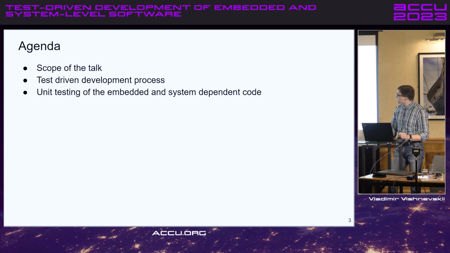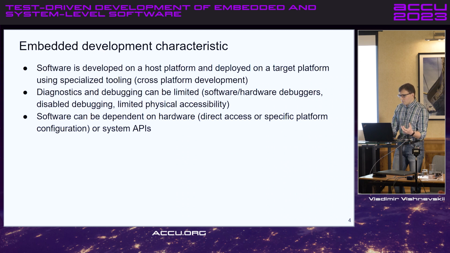So we will talk a bit about the scope of the talk, so what we mean by embedded system-level code. Then we will review the test-driven development process a bit, and then we focus on unit testing as the essential part of test-driven development. So when we are talking about embedded development, what is it and what does it look like?